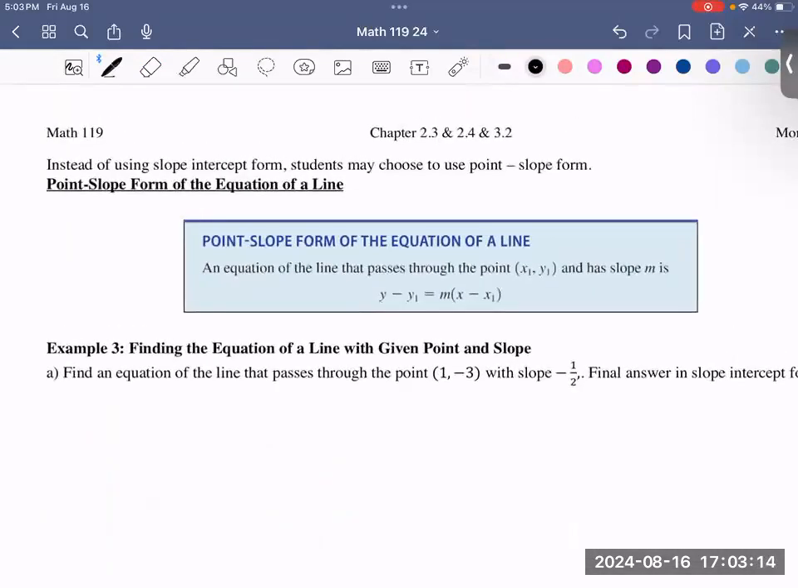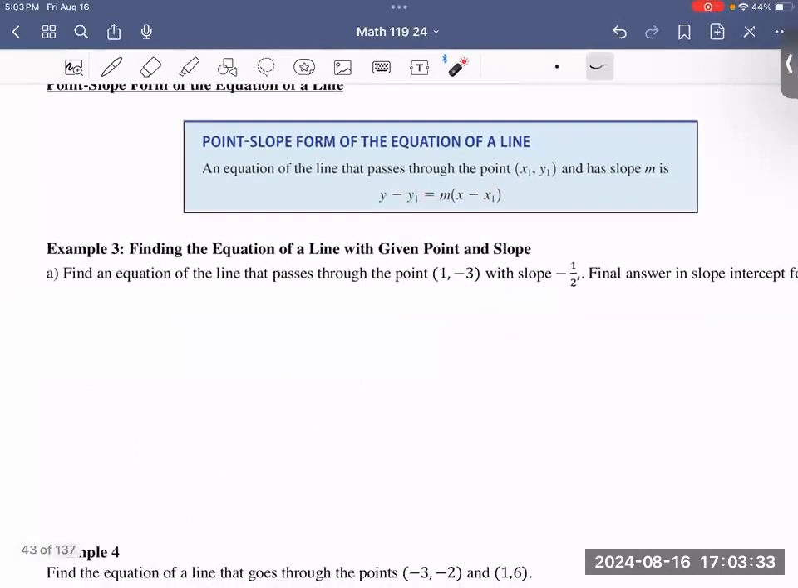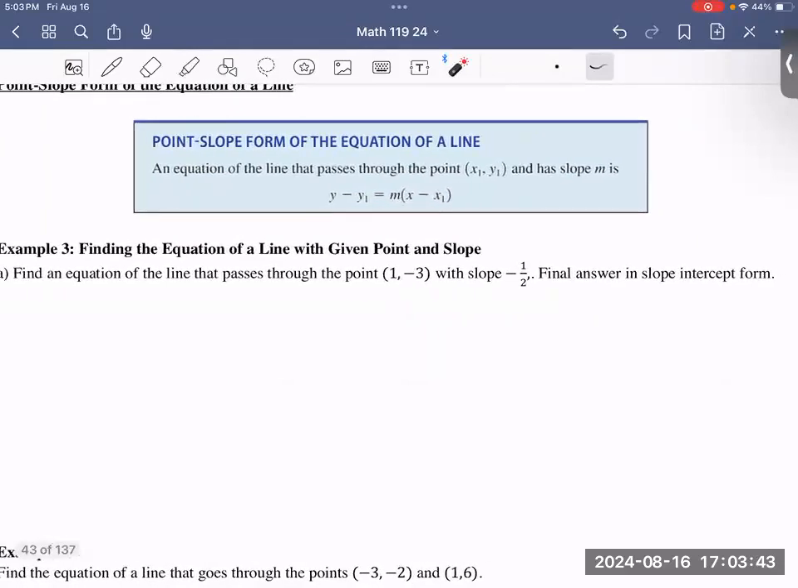Now your last form, instead of choosing your slope-intercept form, students may want to use point-slope form. So if slope-intercept form gives you your slope and your intercept, point-slope form gives you your point and your slope. So let's find an equation of the line that passes through the point 1, -3 with the slope of -1/2. However, your answer should be placed into slope-intercept form.